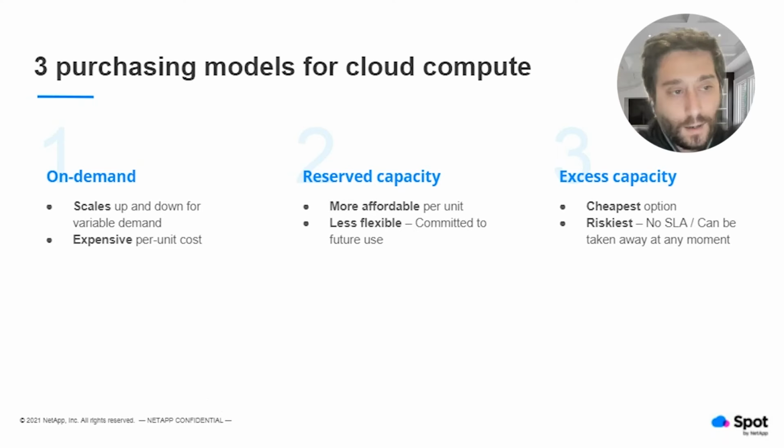This is the most expensive per unit cost model, because this is the original price of the instance. There is another pricing model, which is reserved capacity. Reserved capacity is much more affordable per unit, but it is less flexible, because you commit to future years, 1 to 3 years, for a specific bundle or amount of resources. But you can get up to 72% of discount from the on-demand pricing.